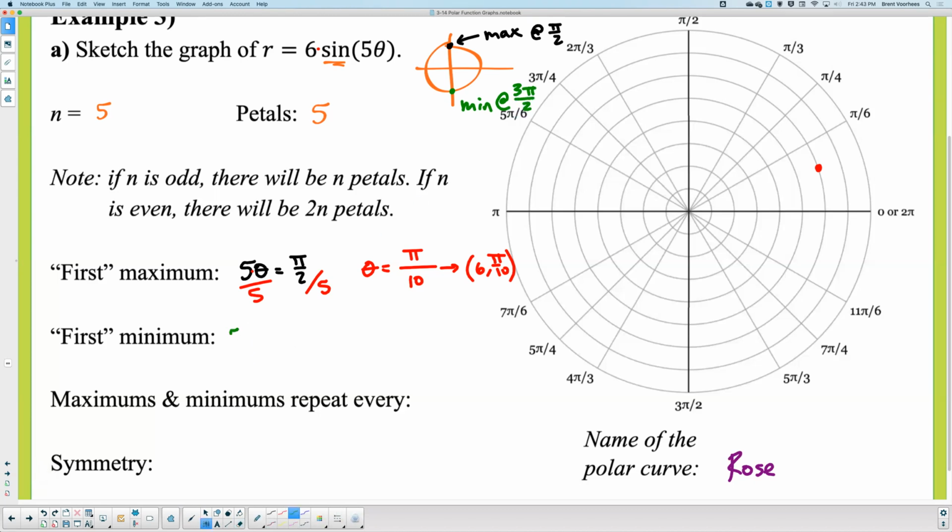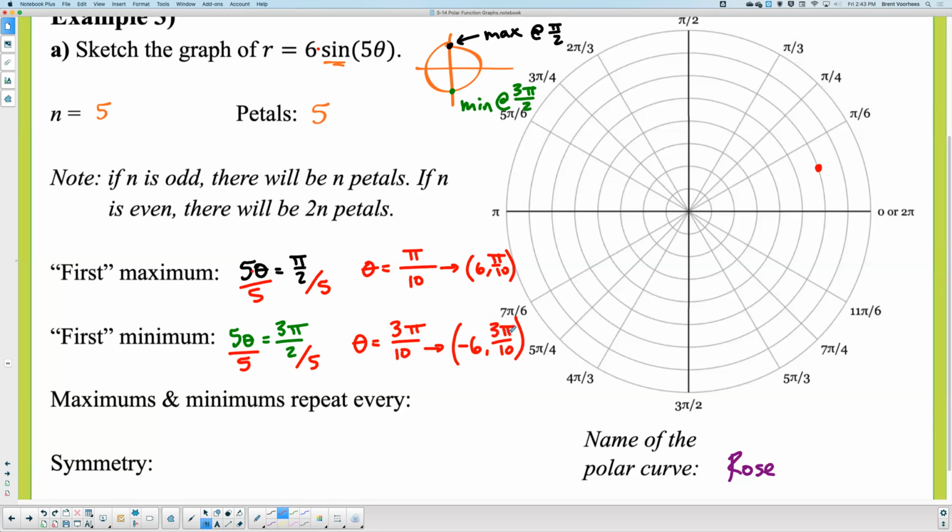So the first minimum, here's how you solve that. You'd say 5 theta equals 3 pi over 2. Now I'll do the same math. To get theta isolated, I divide both sides by 5. And we get that theta equals 3 pi divided by 2 divided by 5 becomes 3 pi over 10. So my first minimum is going to occur at not positive 6, but negative 6, comma, 3 pi over 10.